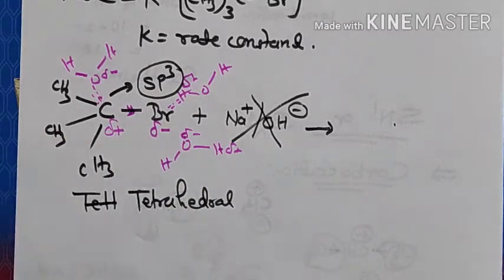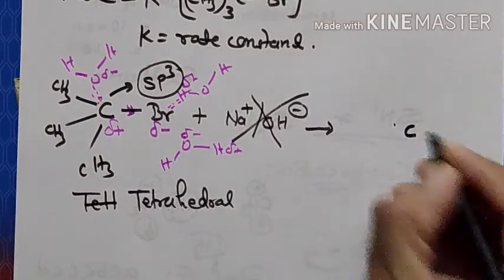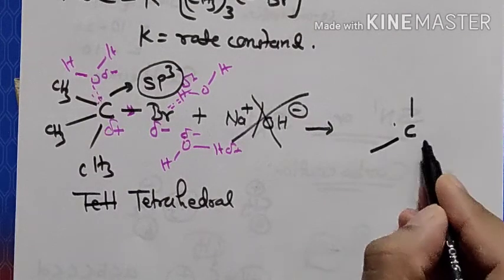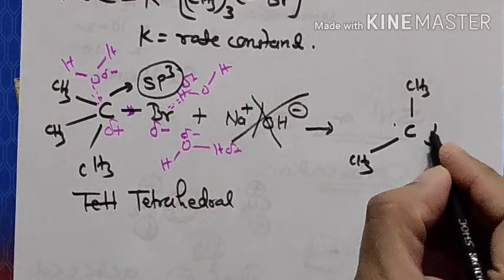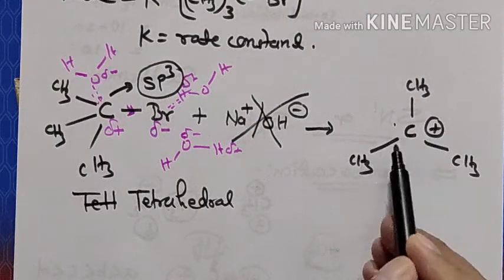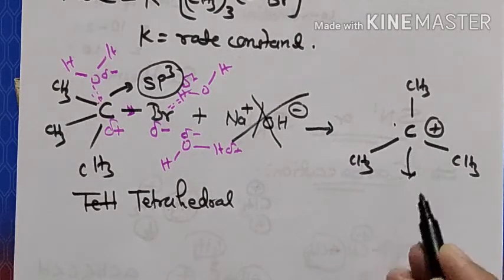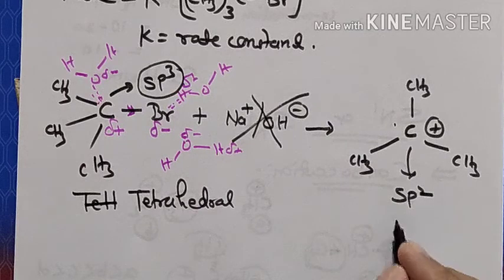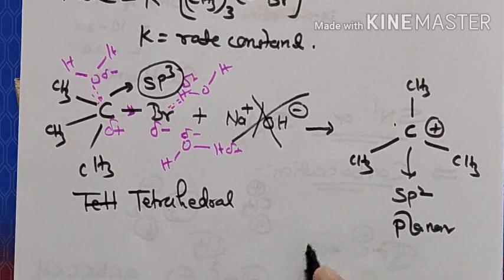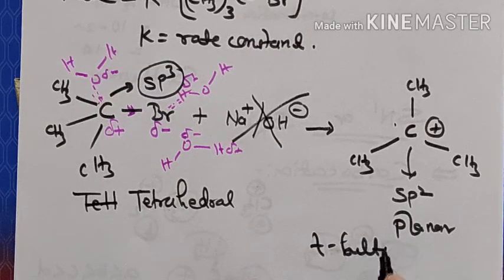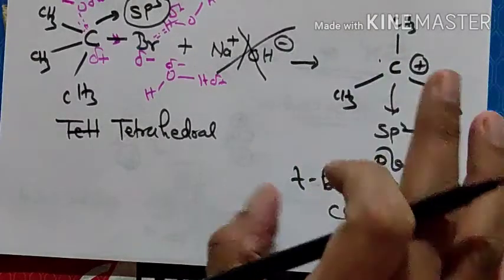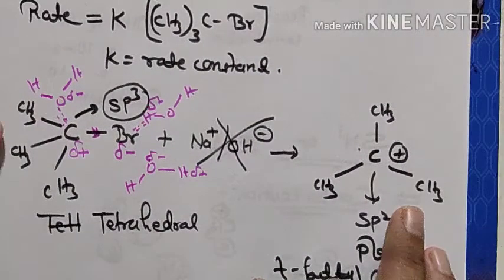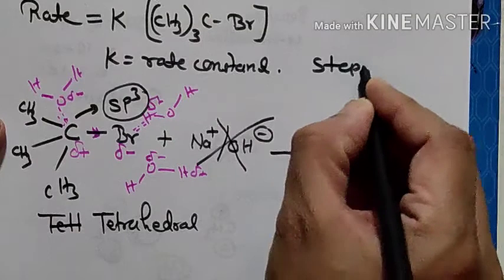So when this bond breaks, what happens? There is a formation of tertiary butyl carbocation. And what is the hybridization? 1, 2, 3 bonds. 3 bonds means it is going to be sp2. Where is sp2? It is going to be planar. This is tertiary butyl carbocation, right, student? This is what? Tertiary butyl carbocation. And this is the first step. This is step number 1.